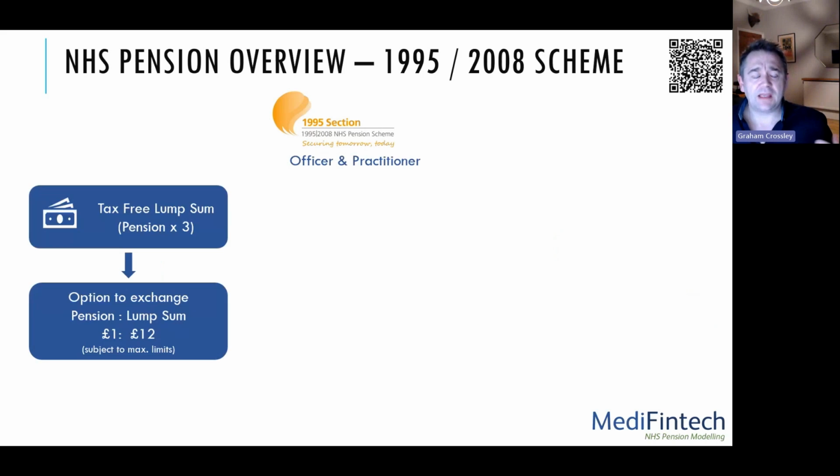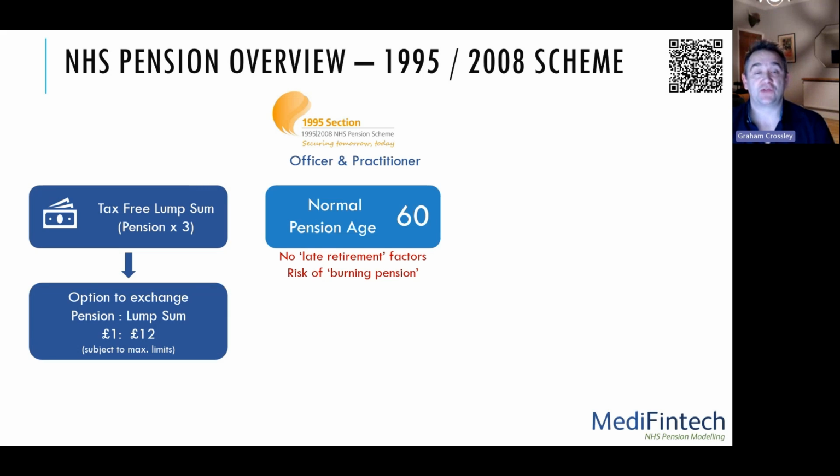Now, in addition to that retirement income, you also get some tax-free cash. Now, that tax-free cash is your pension times by 3, but if you want more tax-free cash, you can have some. You can exchange £1 worth of your pension for £12 worth of lump sum, subject to some maximum limits.